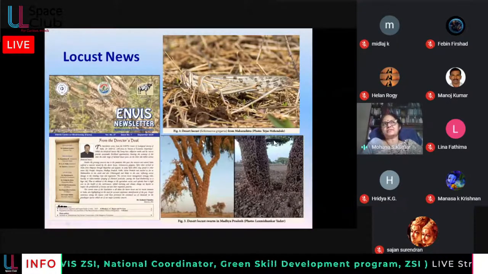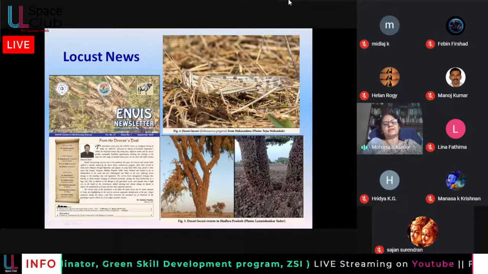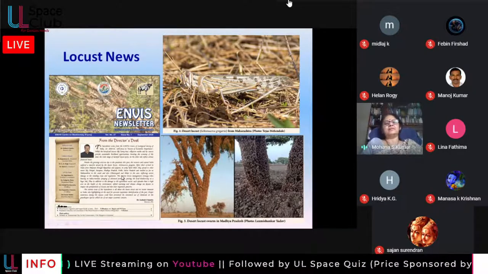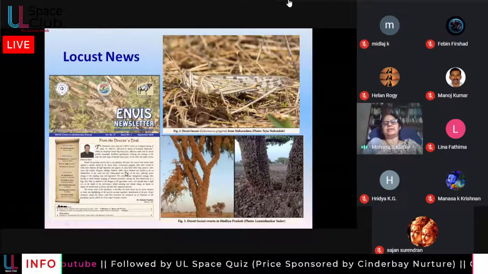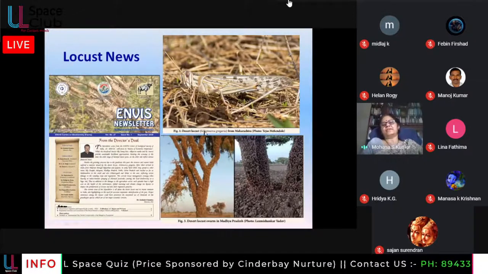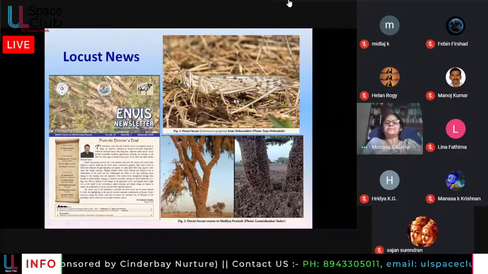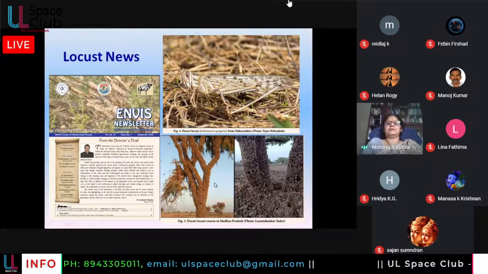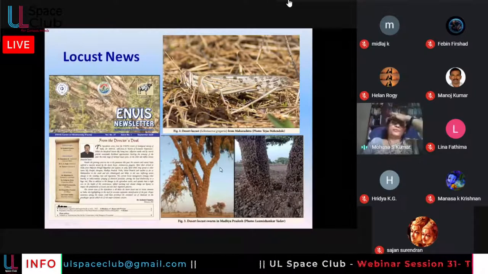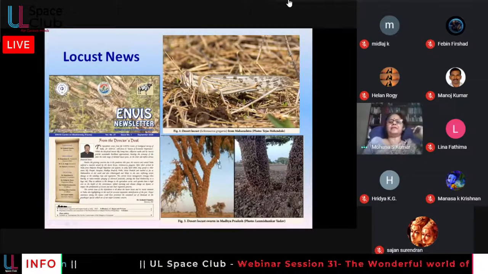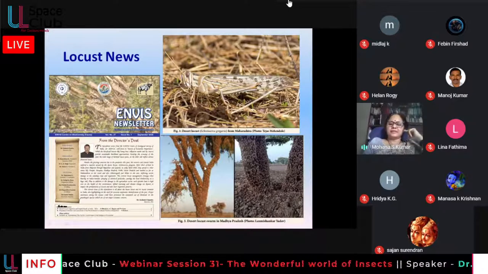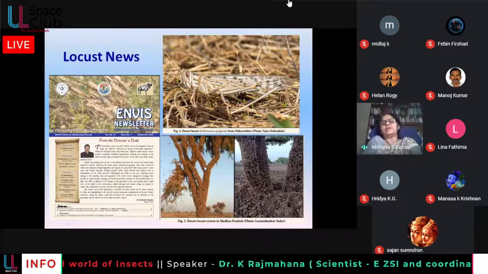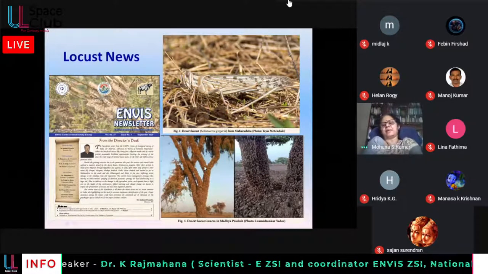It was in the news recently. These are all photographs, and NBAIR had a detailed newsletter released last month on the locust attack which happened in India. It is due to the desert locust, Schistocerca gregaria, and see how they are covering the trees. This is a photo from Madhya Pradesh. So not every time we have such attacks, but this year, unfortunately, we had this, but not much economic damage happened.